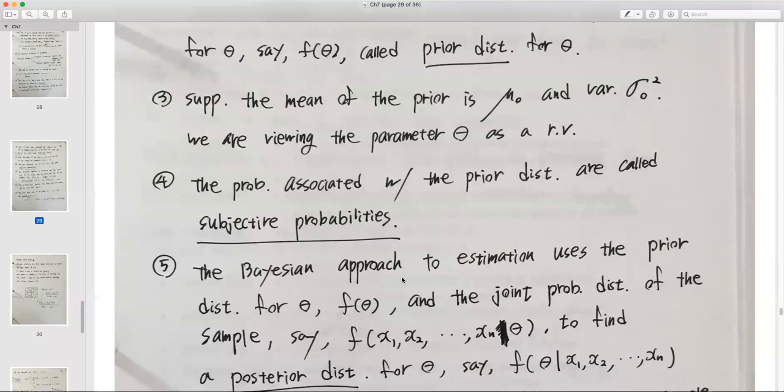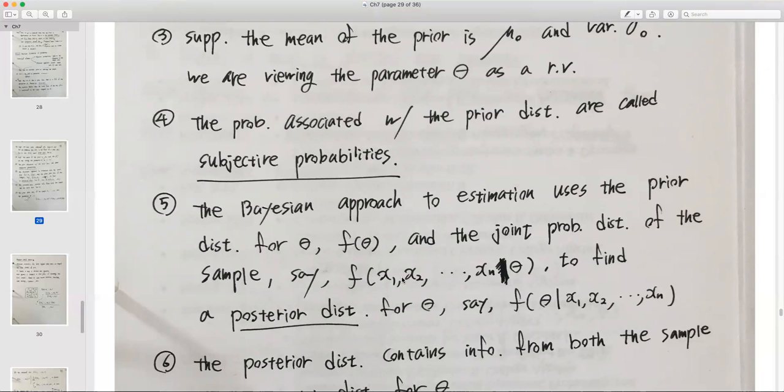The Bayesian approach to estimation uses the prior distribution for theta, f of theta, and the joint probability distribution of the sample, x1 through xn, given theta. There is a bar here, sorry for confusing you. This is a conditional probability. Since theta is considered a random variable, this is nothing but the PDF of the sample data, the observations x1 through xn, but with theta involved. This is called the joint probability distribution of the sample.